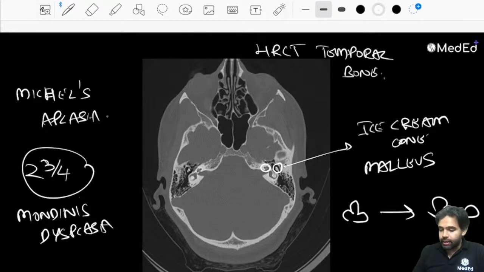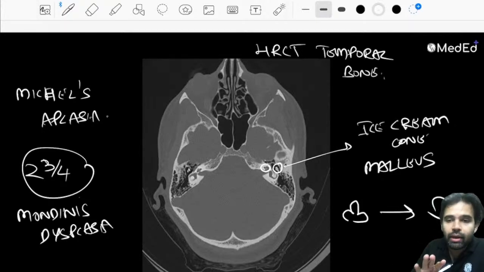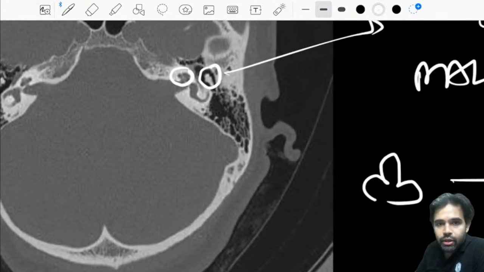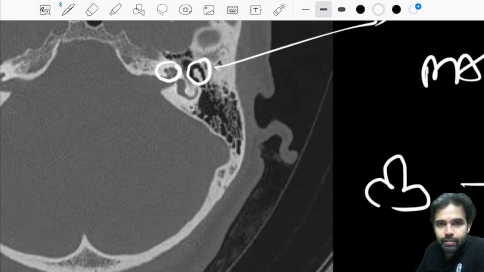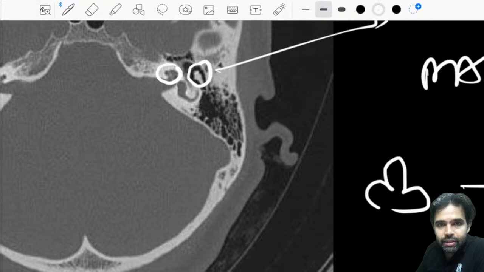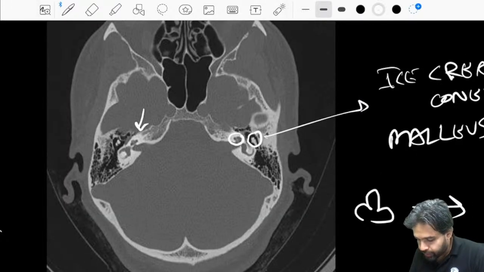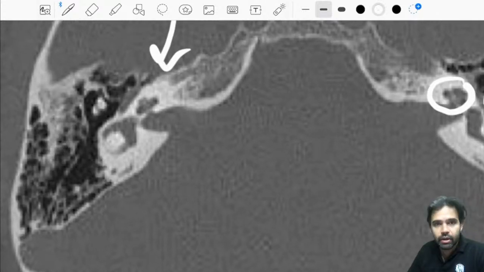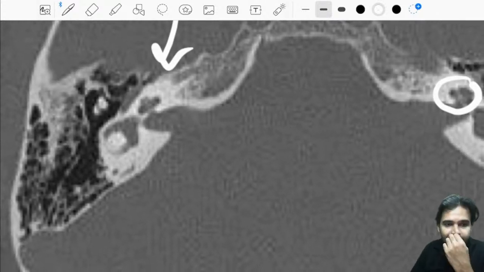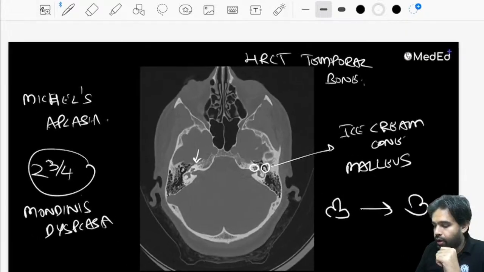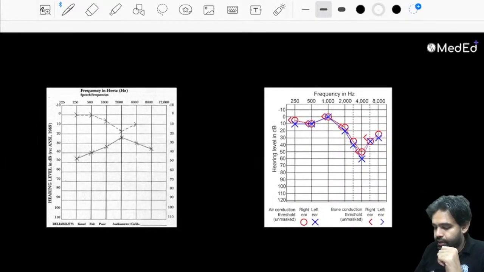In this particular case of Mondini's dysplasia, you can see the cochlea. So from an image-based perspective, you need to just focus on these two structures. One is this ice cream cone appearance, which is showing the malleus, and the other is this clover leaf shape. If you focus on this side, you can see the clover leaf shape much more nicely, and that is where you need to look for the cochlea.